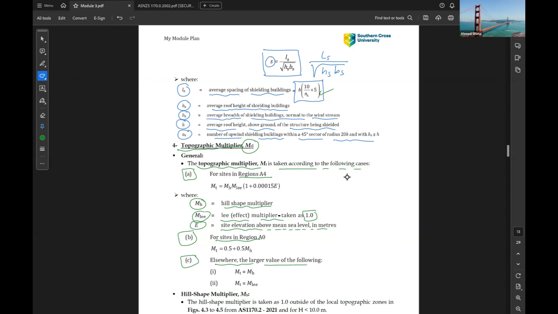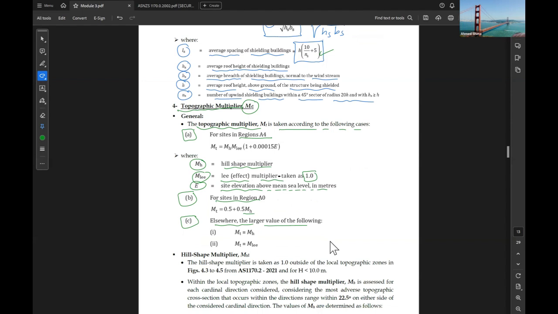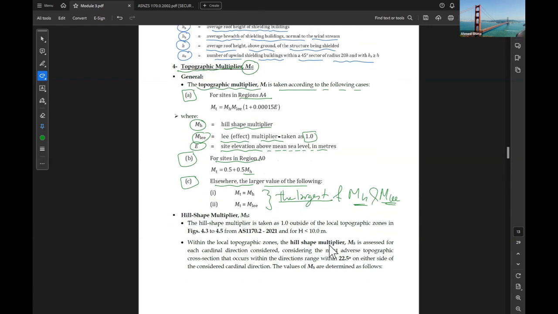For sites within region A0, MT equals 0.5 plus 0.5 MH. Elsewhere, in any other region, MT is the largest of these two values, which are MH and MLE. So we need to find MH and MLE.